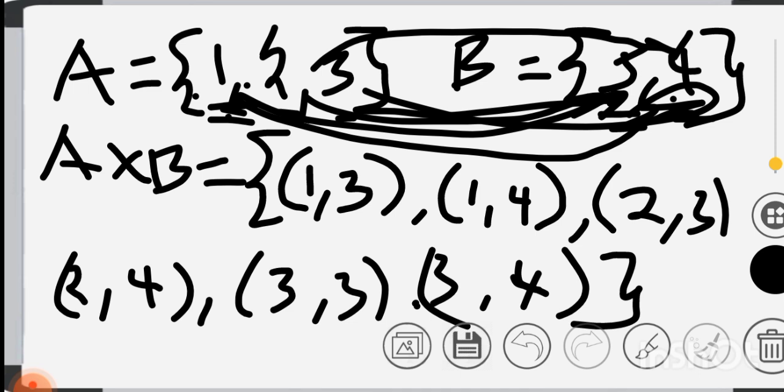If I assume we have a set 1, 2, 3, now a square will be 1, 2, 3 times 1, 2, 3. That's 1 and 1, 1 and 2, 1 and 3, 2 and 1, 2 and 2, 2 and 3, 3 and 1, 3 and 2, something like that. That's what I'm going to have.